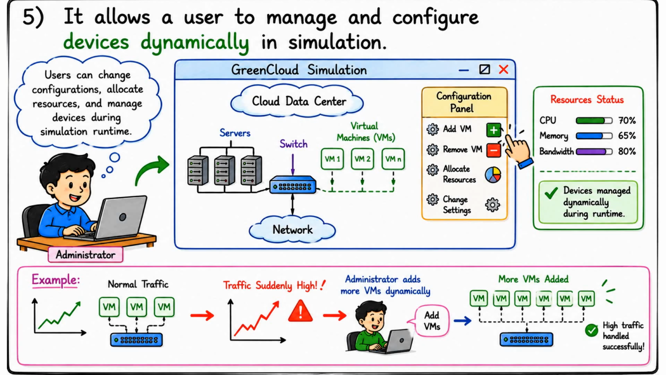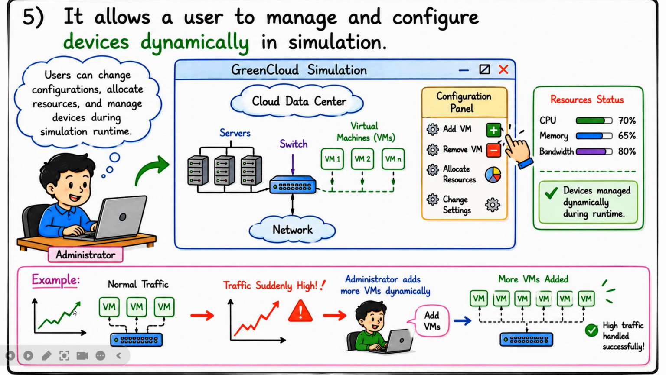So the runtime configuration section shows that users can dynamically add or remove virtual machines and adjust the CPU, memory and storage resources according to the workload requirements. The simulation status panel displays important information such as the network traffic, CPU usage, memory usage, and the number of active virtual machines.